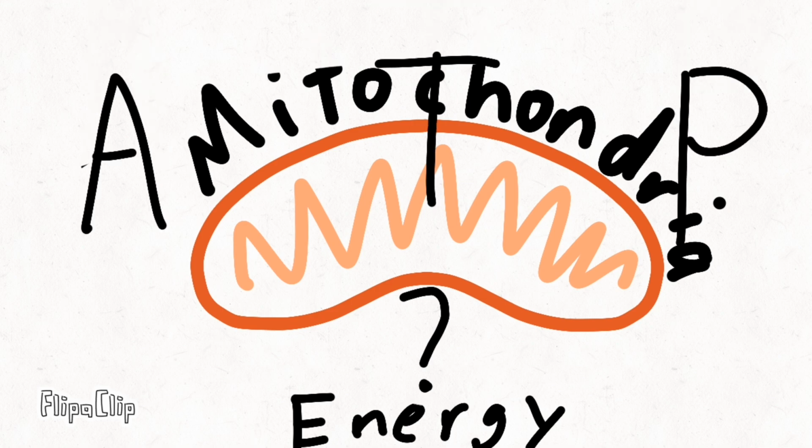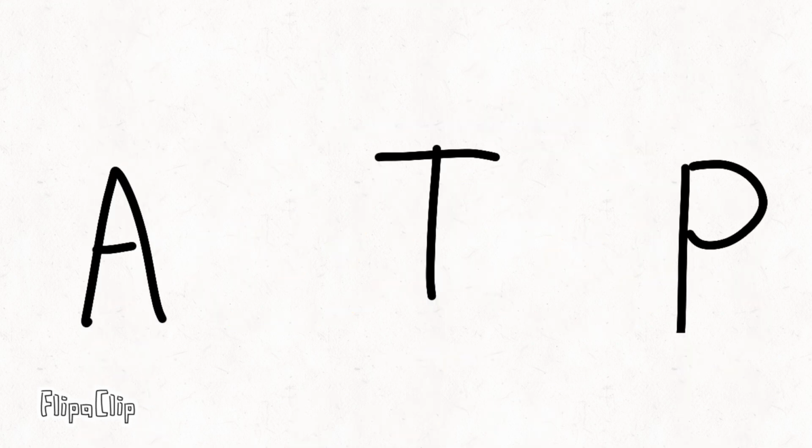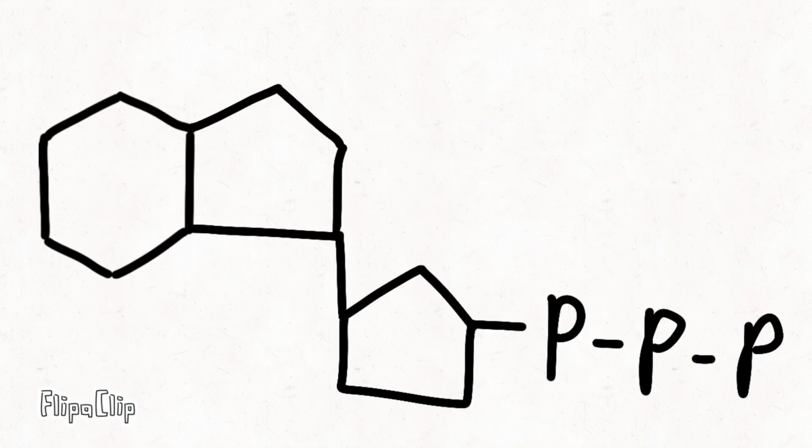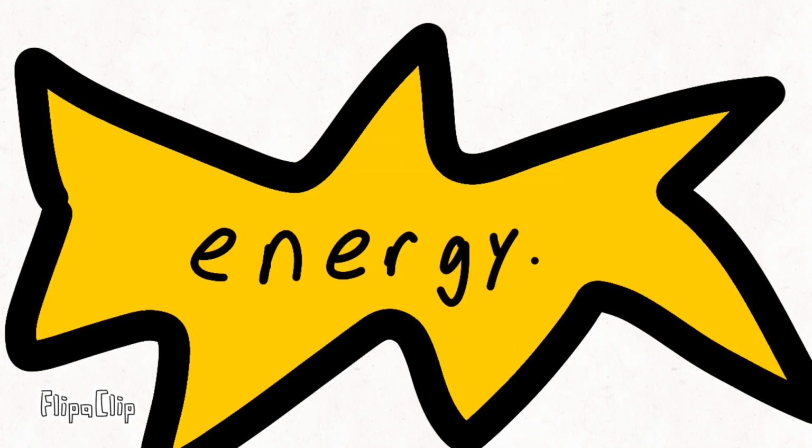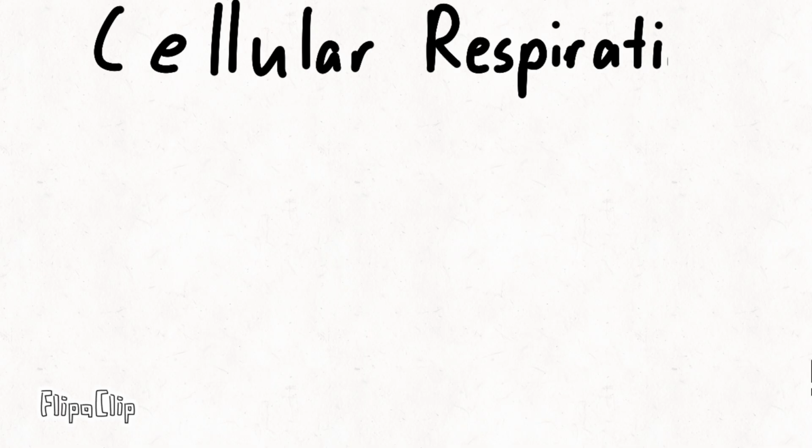But what actually is energy? This is adenosine triphosphate, or just ATP for short. And it is used by breaking off the last phosphate and releasing a burst of energy. Now back onto the actual cellular respiration.